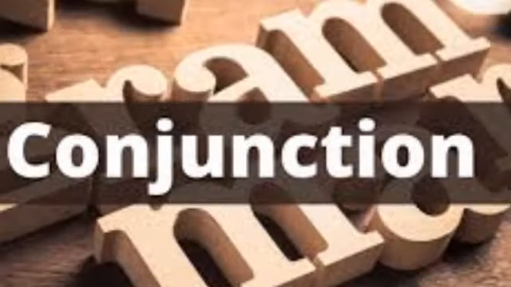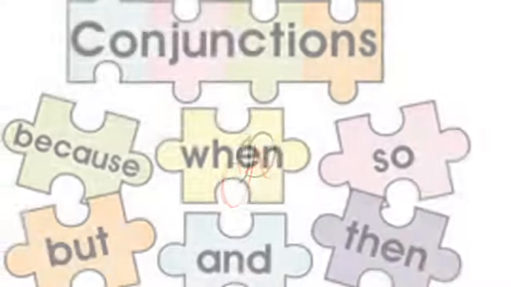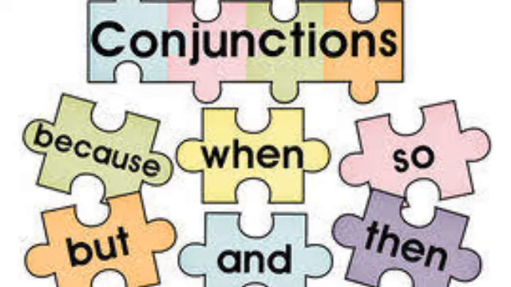So let's move on to the other part of speech, that is conjunction. Conjunction is a word or words that join two words, two phrases, two clauses, or two sentences. For better understanding, we split the word conjunction as con plus junction. Junction is a place or a point of meeting of two sentences or phrases. Conjunctions are words like and, but, or, so, because.